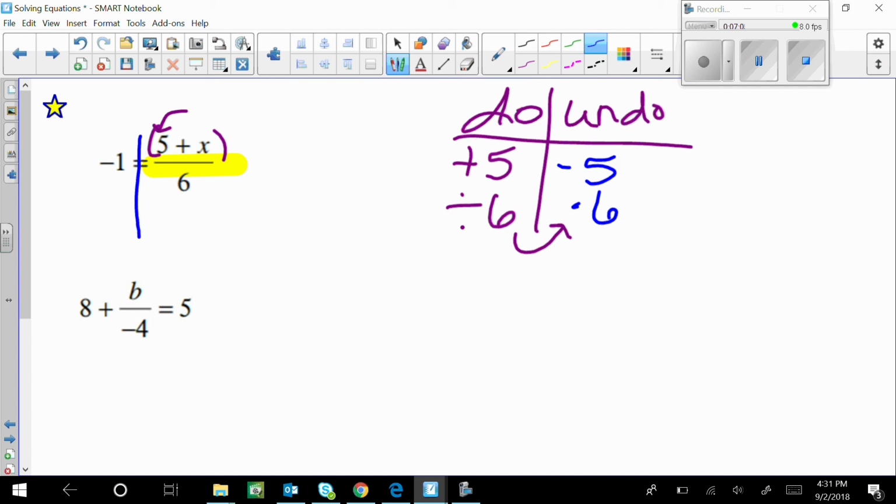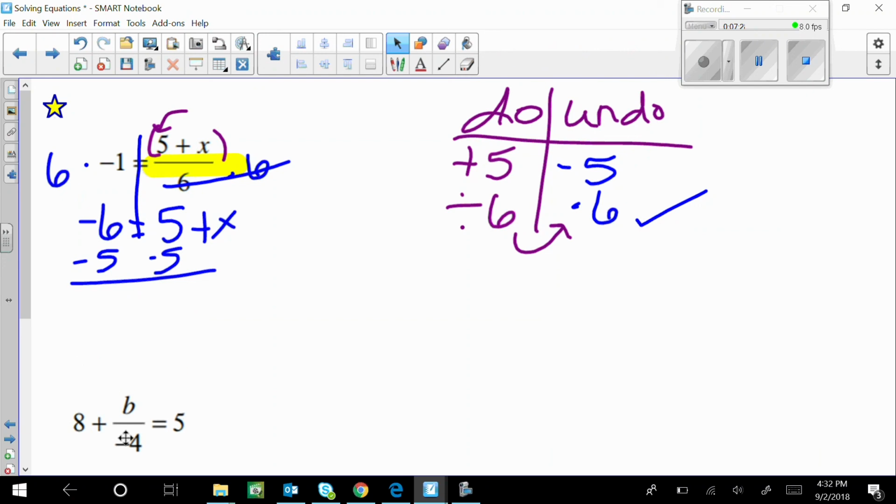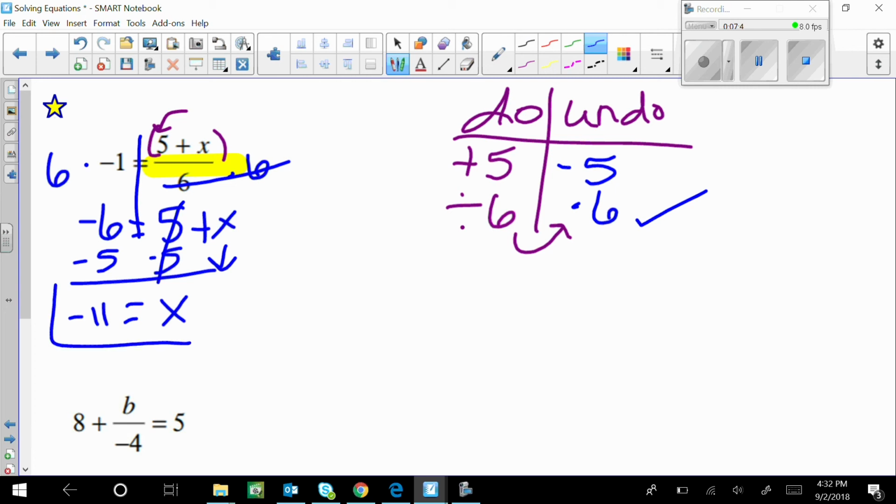I have my wall. First thing I need to do, according to my undo, is multiply both sides by 6. That crosses out. 6 times negative 1 is negative 6. Bring down my 5 plus x at that step. Now I need to subtract 5 from both sides. Let me just move this problem out of the way. 5 minus 5 is 0, so I can just cancel that out. I bring down my x. Negative 6 minus 5 is negative 11.